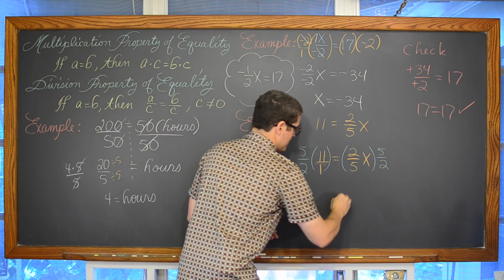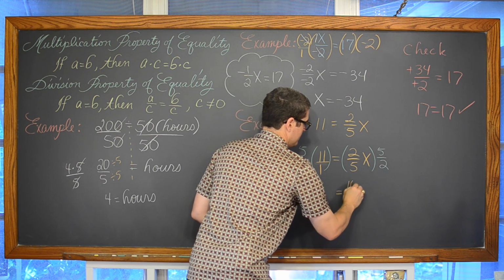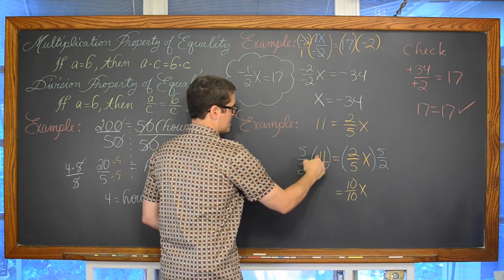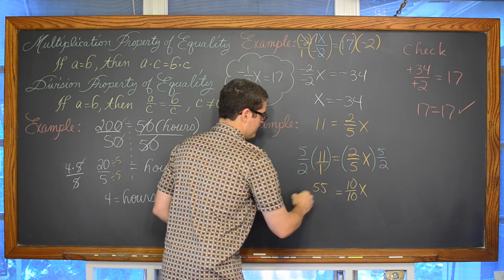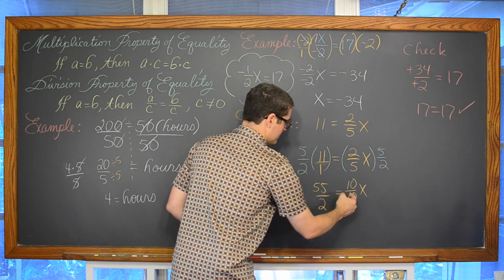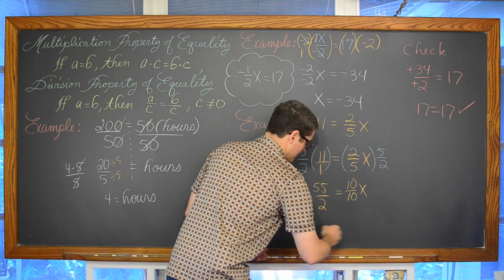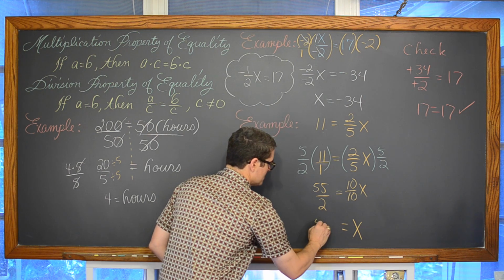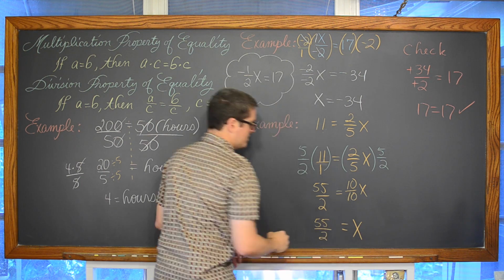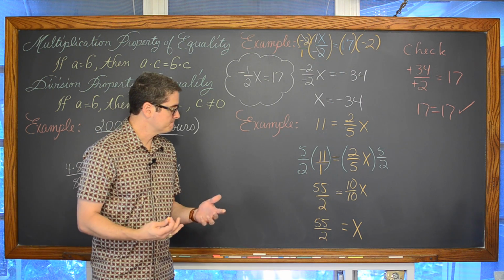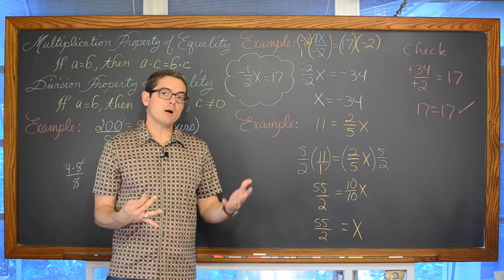And how many steps do I want to take this in? 2 times 5 is 10. 5 times 2 is 10x. We have 5 times 11, which is 55. And we have 2 times 1, which is going to be 2. And anything divided by itself is 1. So we're left down here with just x is equal to 55 over 2. And that's a perfect answer if your teacher is happy with an improper fraction.